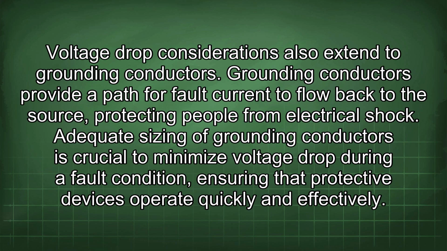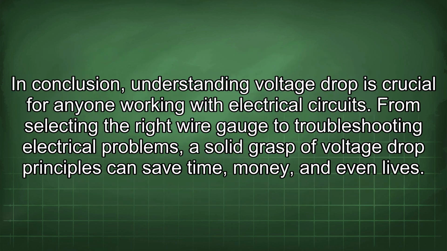Voltage drop considerations also extend to grounding conductors. Grounding conductors provide a path for fault current to flow back to the source, protecting people from electrical shock. Adequate sizing of grounding conductors is crucial to minimize voltage drop during a fault condition, ensuring that protective devices operate quickly and effectively. In conclusion, understanding voltage drop is crucial for anyone working with electrical circuits. From selecting the right wire gauge to troubleshooting electrical problems, a solid grasp of voltage drop principles can save time, money, and even lives.